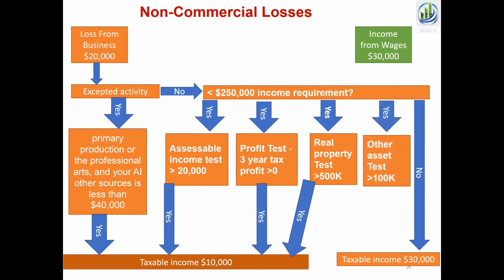What does the other asset test mean? He has assets other than real property, and these other assets should be more than $100,000, at least $100,000. What kind of assets? For example, furniture and equipment, inventory, and intangible assets like copyright and trademarks. Everything together should be over $100,000. If he passes the test, he can reduce his $20,000 loss from his income.